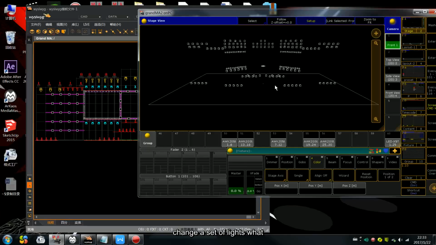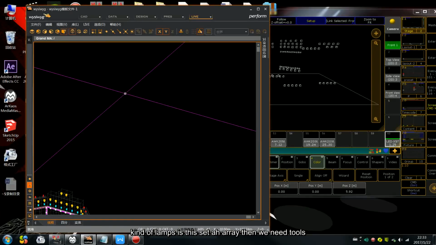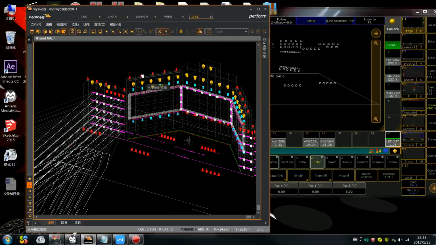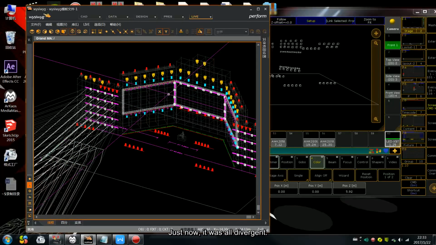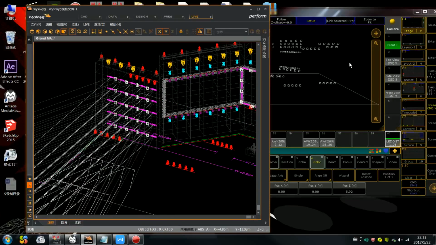Now change a set of lights. What kind of lamps is this set? Array. Then we need tools. Just now, it was all divergent. Now it's time to use tools again. This is 1, 2, 3, 4, 5. 5 by 5. We pick the first 5 by 5. Right. First of all.